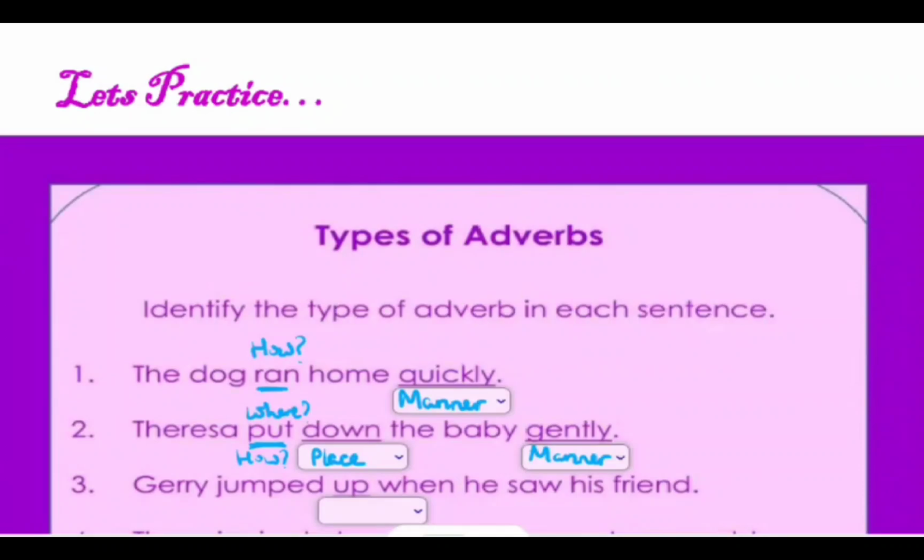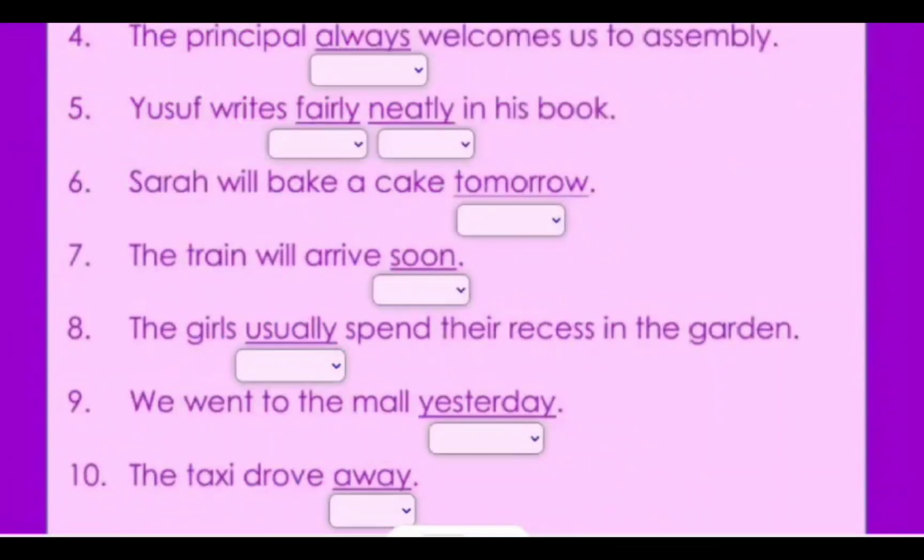Gary jumped up when he saw his friend. Where did he jump? He jumped up. So it's adverb of place. Continue.